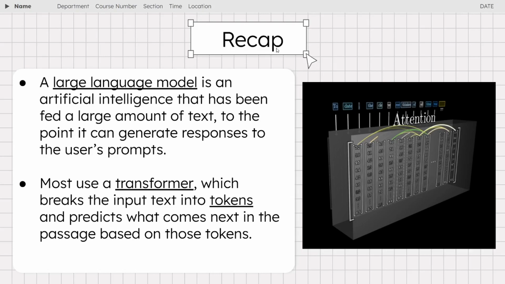To recap, an LLM, or a large language model, is an artificial intelligence that has been fed a large amount of text to the point it can generate responses to the user's prompts. And most LLMs use a transformer, which breaks the input text into tokens and predicts what comes next in the passage based on those tokens.